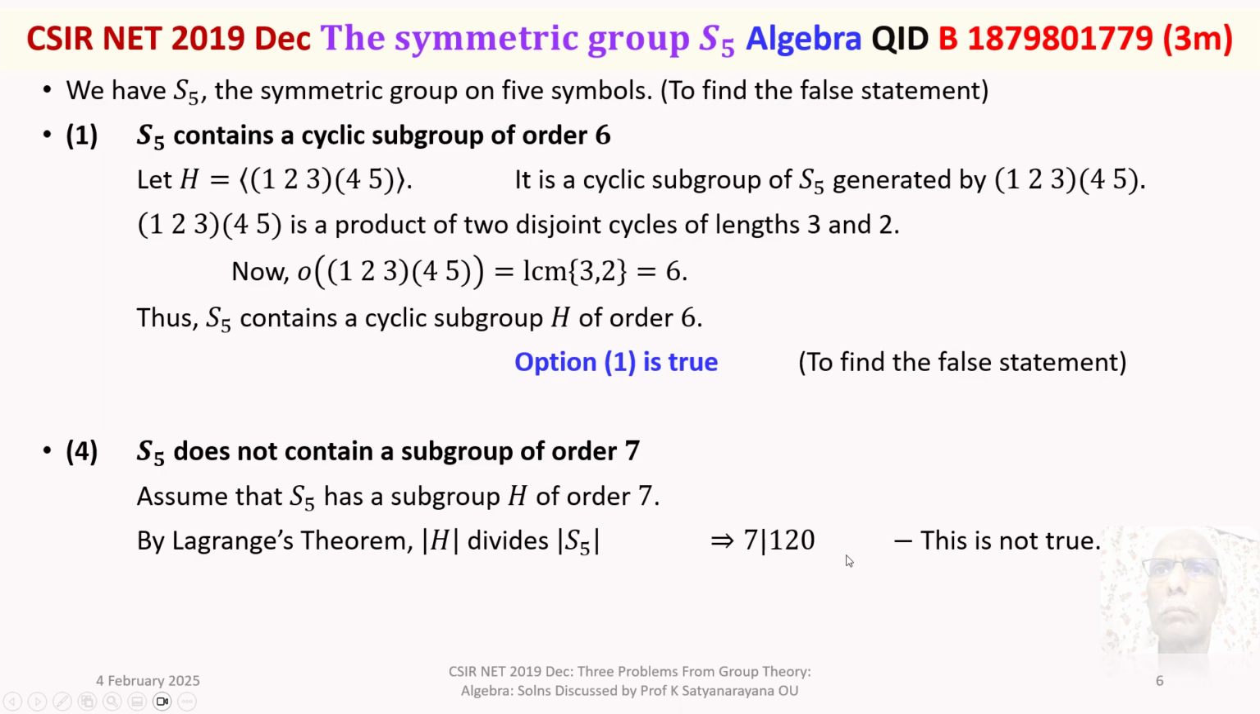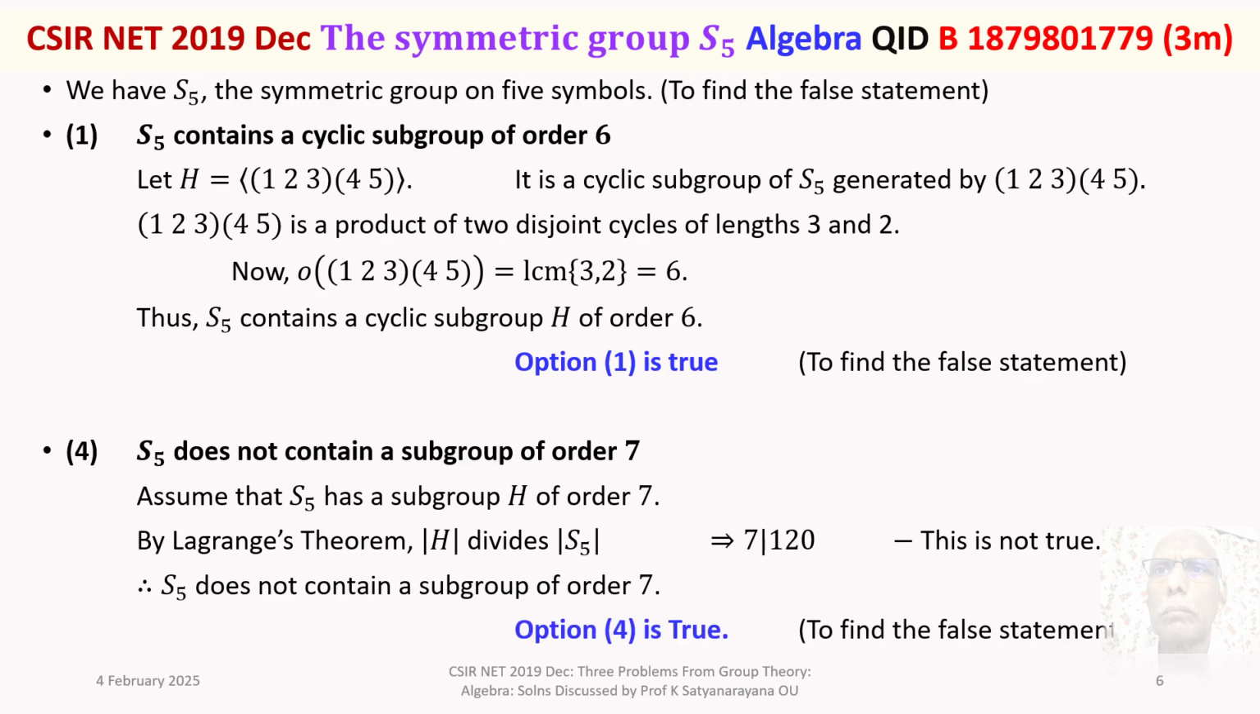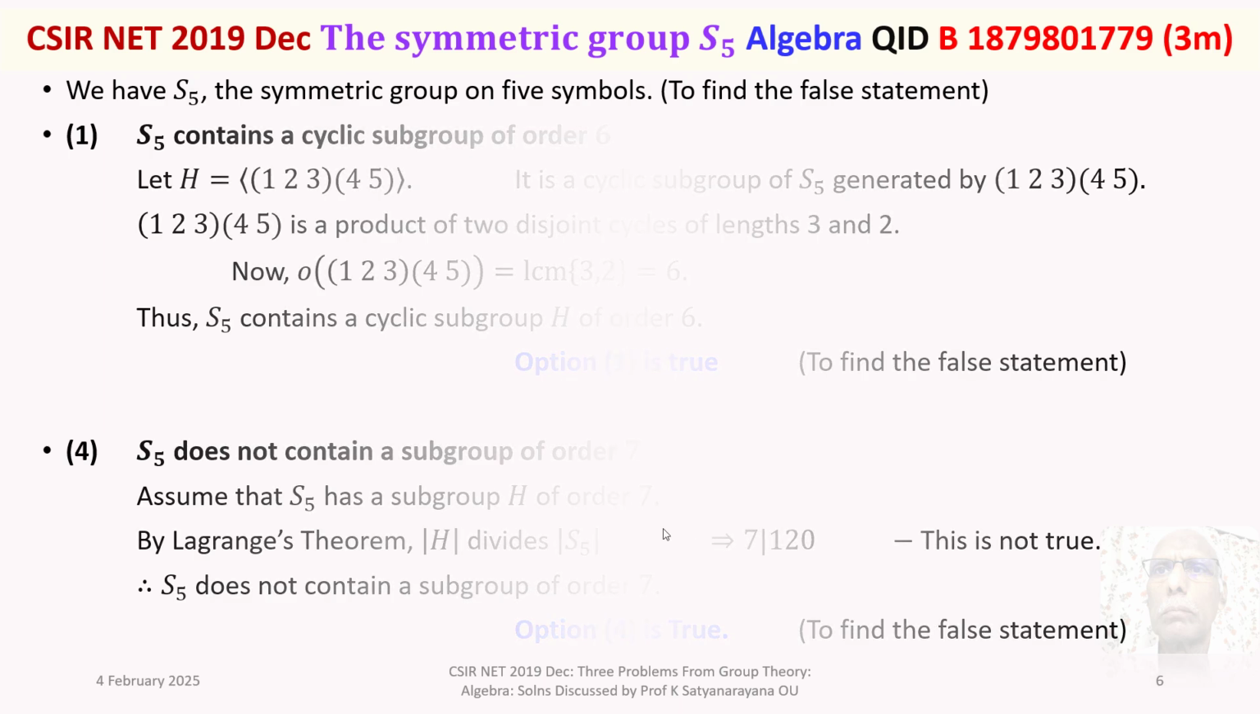7 divides 120, which is a contradiction. Therefore, your assumption that S5 has a subgroup H of order 7 is not true. Therefore, S5 does not contain a subgroup of order 7. So the statement is true. Therefore, option 4 is true. But we have to find the false statement. We move to the next slide for the next option.